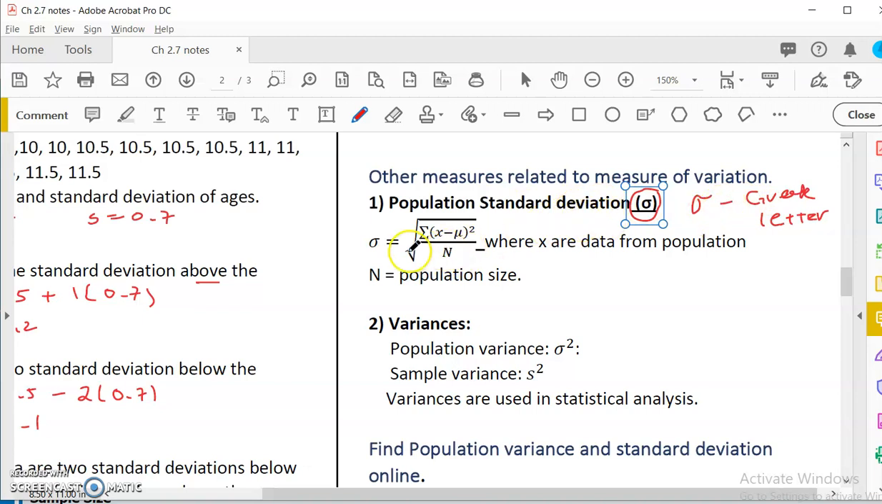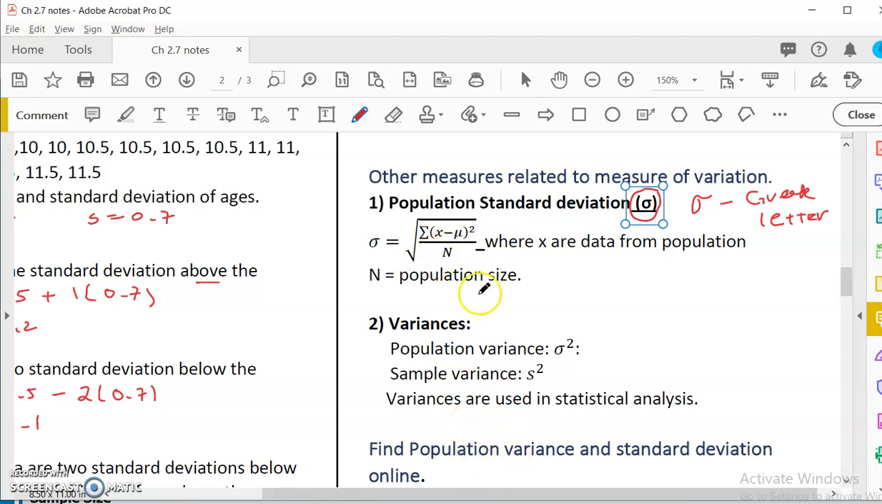The reason why I didn't talk about it when we talked about sample standard deviation is that it has a different formula. The way you do it is you have all the population data, you subtract the mean. The mean is the same. You square it, you add them together. These are all the same, but you don't divide by n minus 1. You divide by the total number of data, n. You take the square root. So this is the formula for population standard deviation.